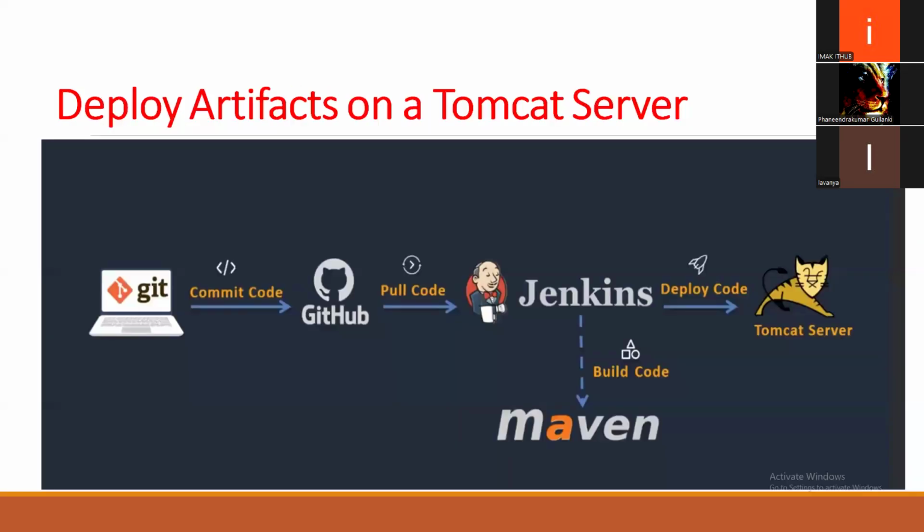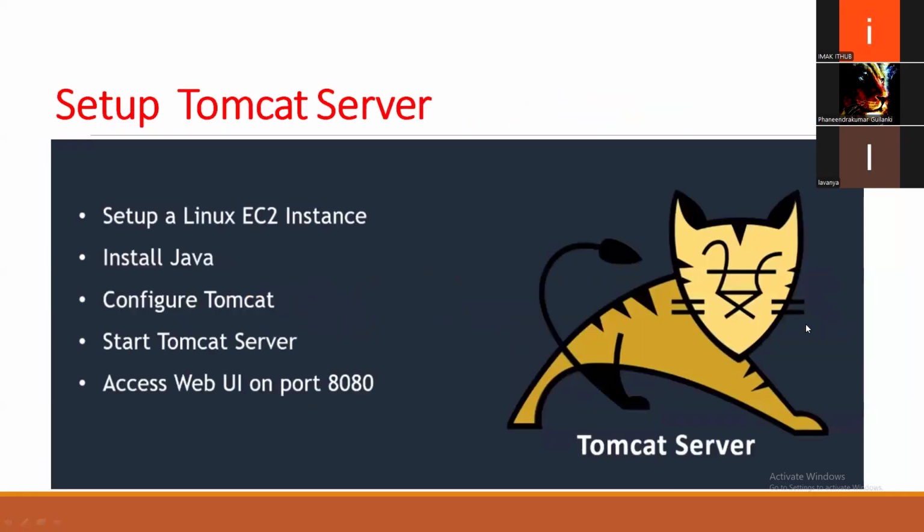So deploy artifact on the Tomcat server. First, we need to install Jenkins and Git. Everything we've done, right? Pull the code, everything done. So this part was completed yesterday. So now we need to deploy on the Tomcat server.